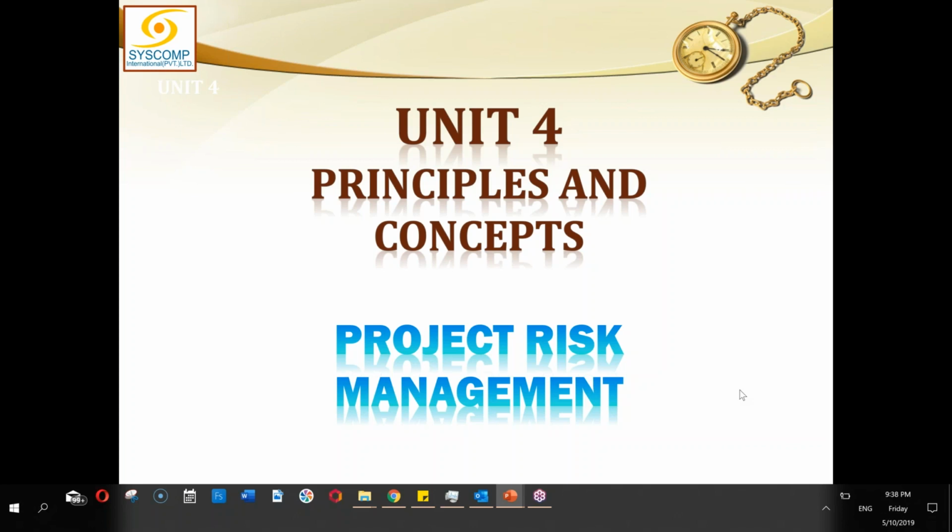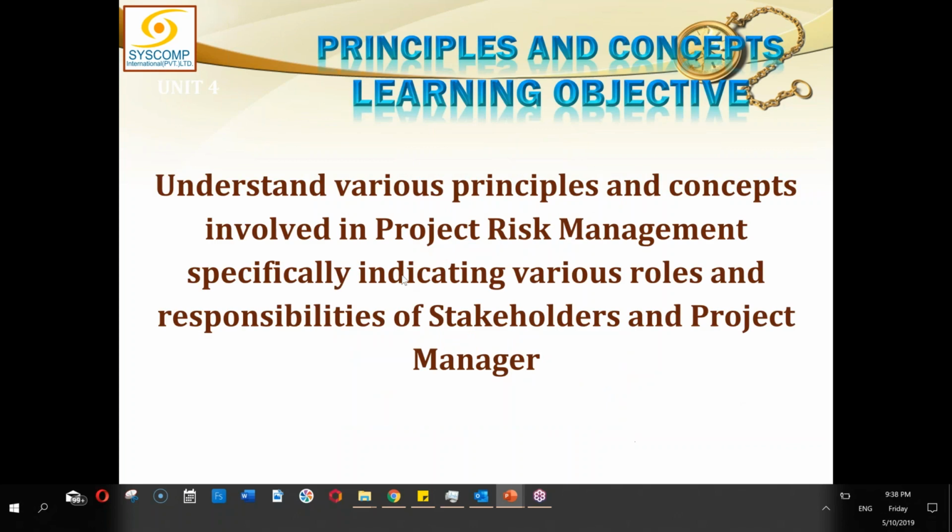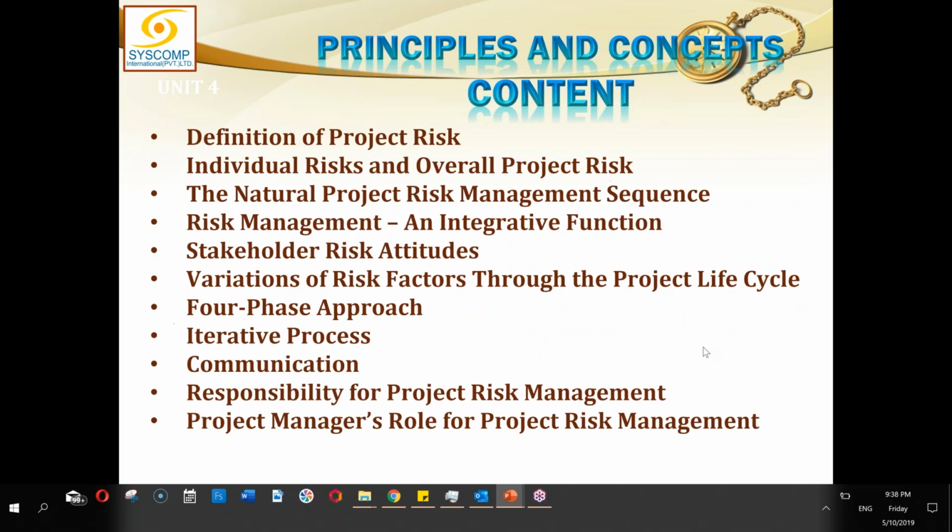So in this chapter, we are going to understand various principles and concepts involved in project risk management, specifically indicating various roles and responsibilities of stakeholders and the project manager. So here we have the definition of project risk. Again, we have already seen it many times. Individual risk and overall project risk, we have talked about a bit, and we do understand what it is, but I will explain it a bit more.